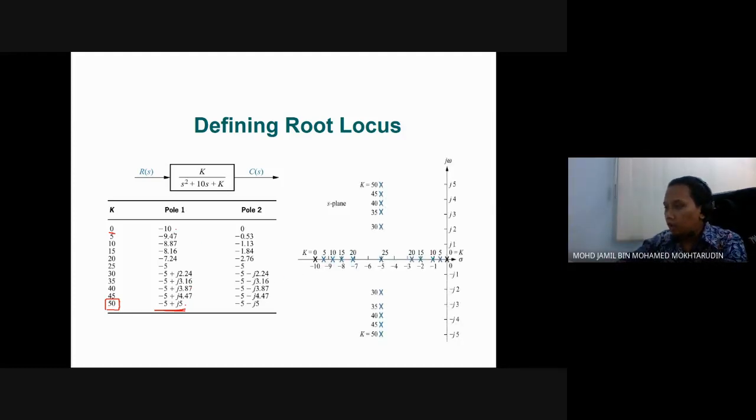Then you can try to plot all of these poles into an S-plane. For example, here K equals 0, you plot the poles at minus 10 and at 0. And repeat the process at K equals 5. Here, when K equals 5, the poles are somewhere around minus 9.4 and around negative 0.5. You repeat the process, and you will see that it shows some pattern, like a cross pattern.